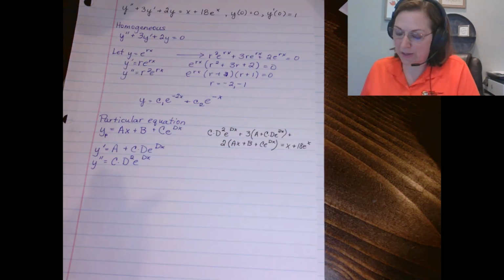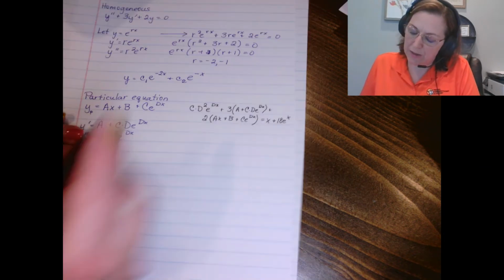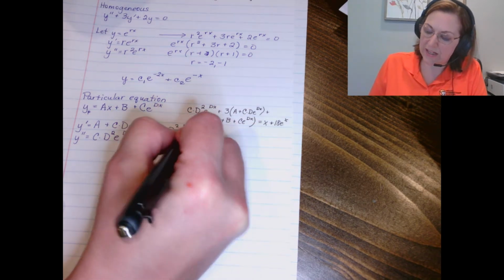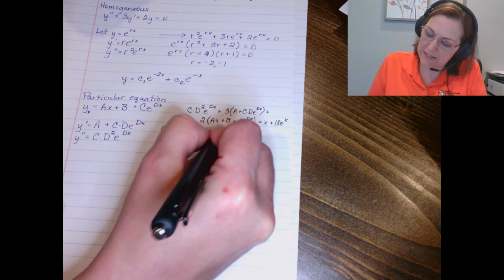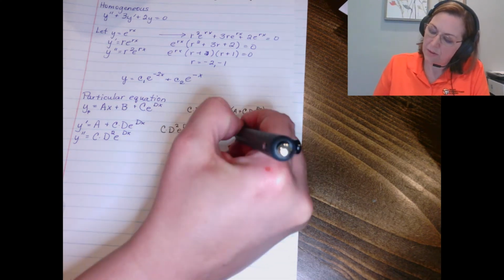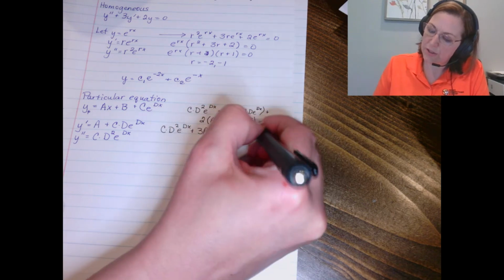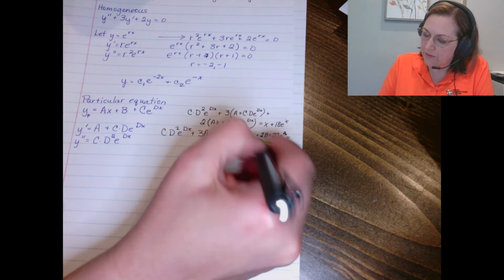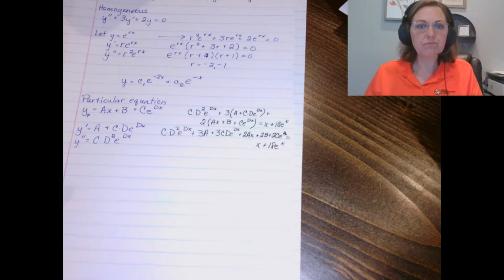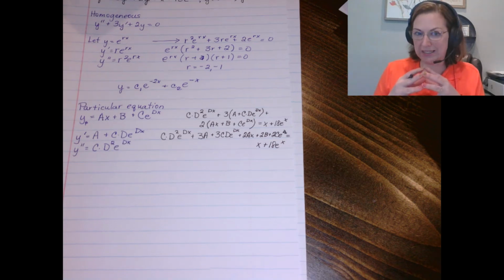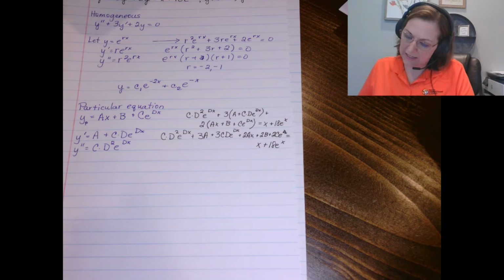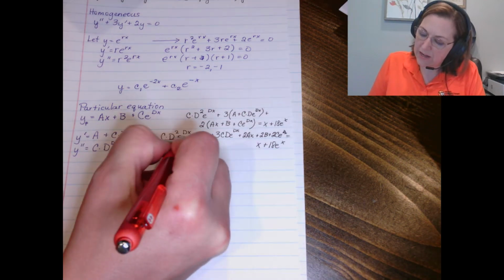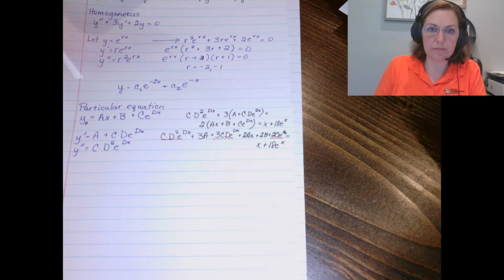Okay, I know that does not look pretty. Let's clean it up just a little bit to make it more usable. So I've got c times d squared e to the dx. I'm going to distribute the 3. That gives me 3a plus 3c d e to the dx plus 2ax plus 2b plus 2c e to the dx. Okay, and that still equals x plus 18 e to the x. We're still okay. Now I want to group them together. I'm going to group the terms that have the e to the dx with it. So that's these 3 here. Let me underline them so they're a little clearer. Here, here, and here.